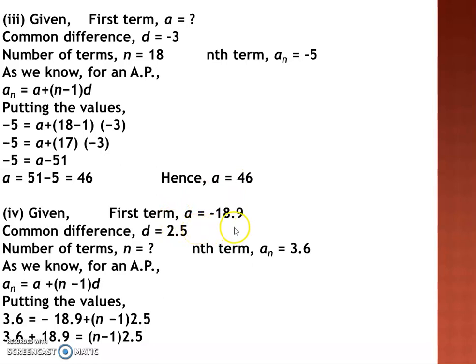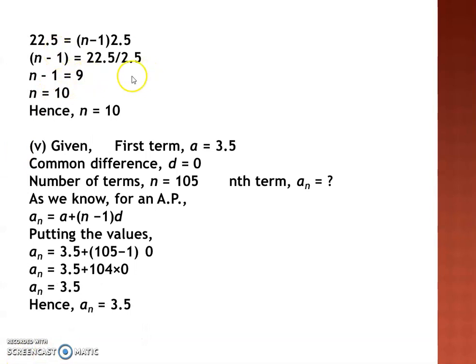Fourth problem, a is given as minus 18.9, common difference is 2.5. Number of terms is not given, but an is given as 3.6. That is nth term is 3.6, but we don't know it is which term. So substitute in an is equal to a plus n minus 1 d, that is 3.6 is equal to minus 18.9 plus n minus 1 into 2.5. So again it will be like a linear equation with one variable, that is n. So you will solve it. So after solving that equation, you will get n equal to 10. That is 10th term was 3.6.